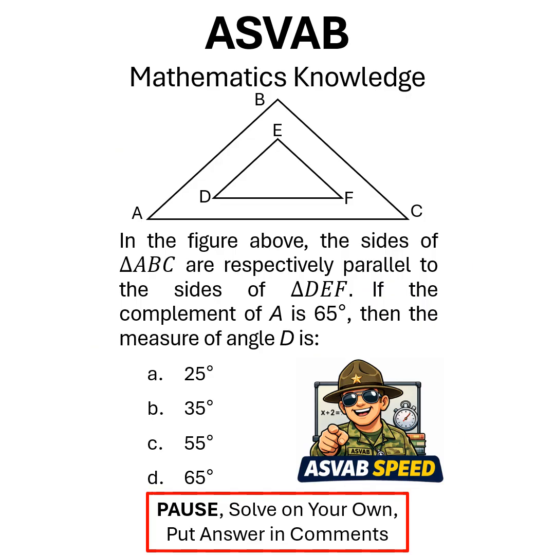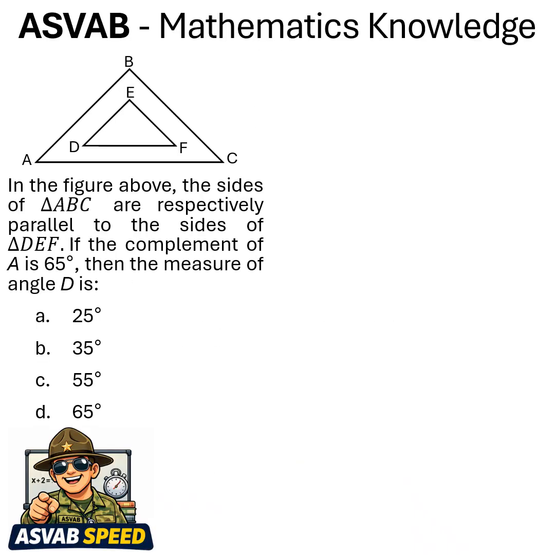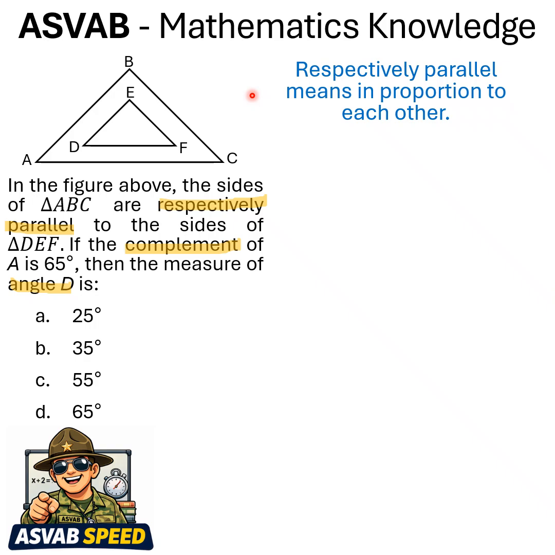Mathematics knowledge. In the figure above, the sides of ABC are respectively parallel to the sides of DEF. If the complement of A is 65 degrees, then the measure of angle D is what? Remember to pause and solve on your own. Let's begin. All right, let's start by highlighting what's important. Important phrase here: respectively parallel, complement, and we're answering for D. Respectively parallel means they're in proportion to each other. What that means is it's possible for A to B to be a different length than D to E, but they're considered proportional because the angles still equal each other. So angle ABC equals DEF.